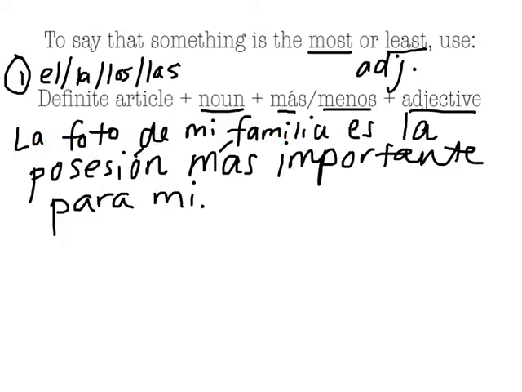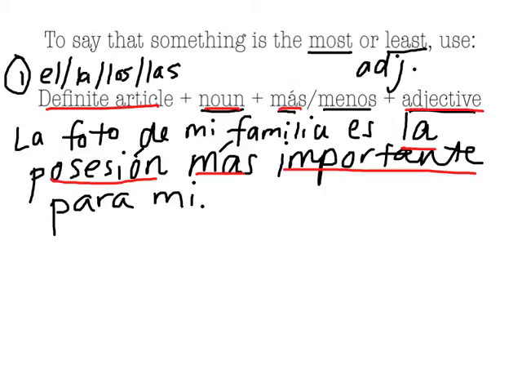And here we have our equation that we talked about. La is our definite article. Posesión is our noun. Más importante is our adjective. The most important possession for me.